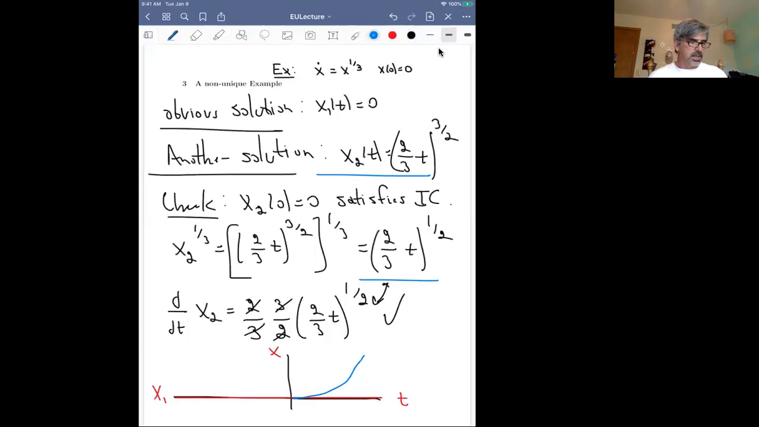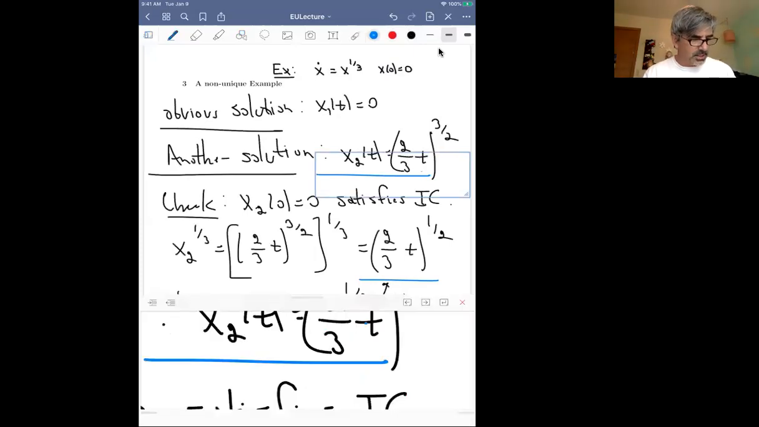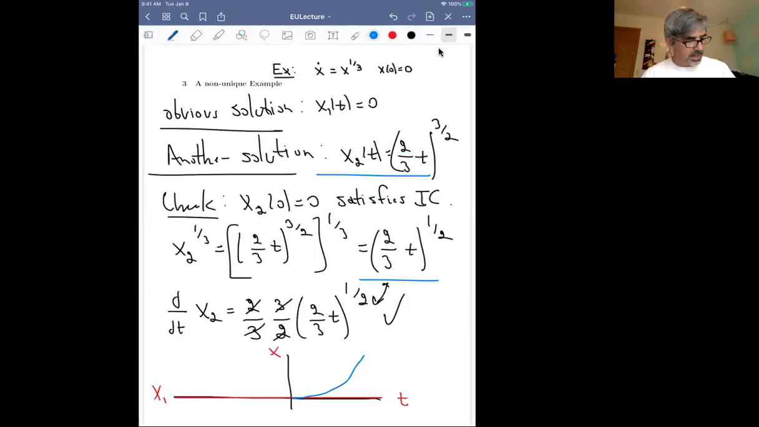It's that (2/3 t) to the 3/2. Now you'll notice that this runs into a problem when t is less than 0, because then I can't take its square root. It turns out one can fix that simply by defining x2 of t to be 0 when t is less than 0, so one can make it continue along like that. It turns out there are other solutions as well, like minus this quantity. We could put a negative sign in front of x2 and we'd get a solution, right?